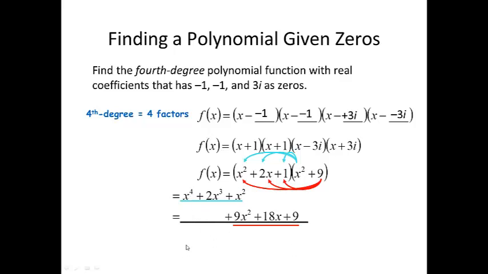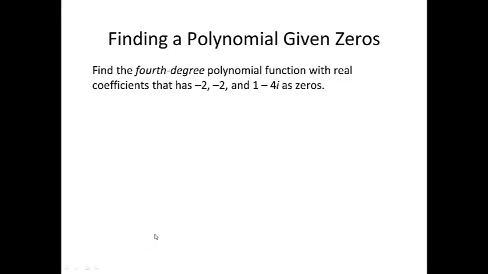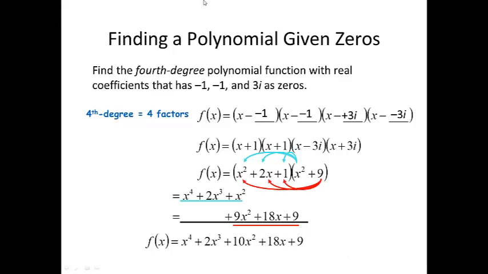So I'm going to go x to the 4th, 2x to the 3rd, and then 1x squared plus 9x squared is 10x squared, and then bring these 2 terms down, and that's my final answer right there. That is the 4th degree polynomial function with these as its zeros. They only gave you one complex or imaginary. That means you know the other one's going to be a conjugate. Multiply it all out, and you're going to get the function that has these zeros.